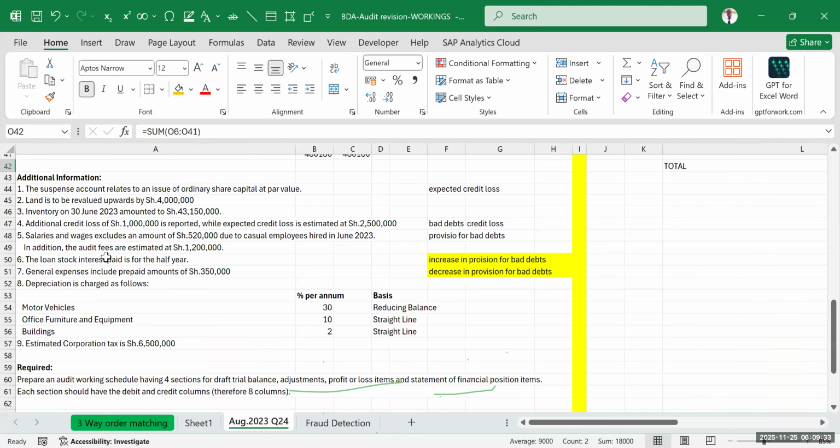Note 4. We are told additional credit loss of 1 million is reported, while expected credit loss is estimated to be 2.5 million. Now, I want your input. Additional credit loss, how do we treat it, and we've been told about credit loss, expected credit loss, and additional credit loss. How do we do the adjustments?